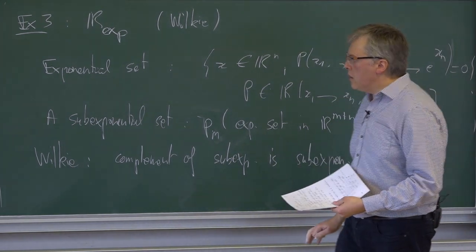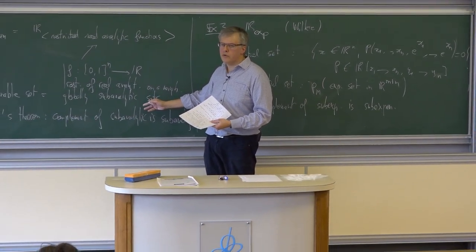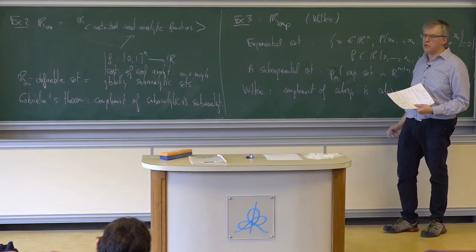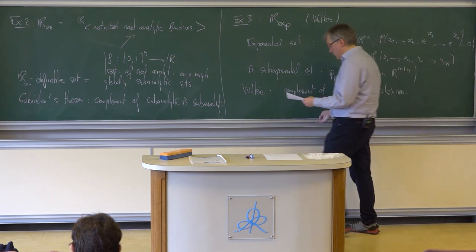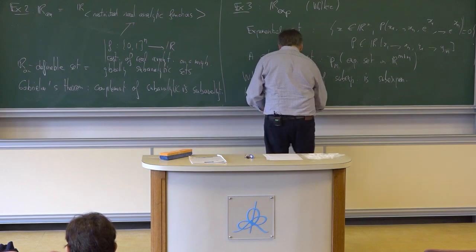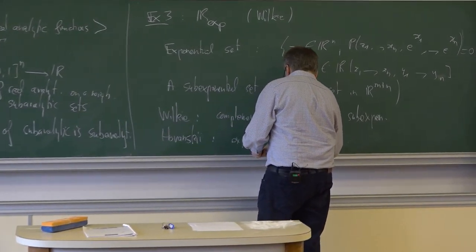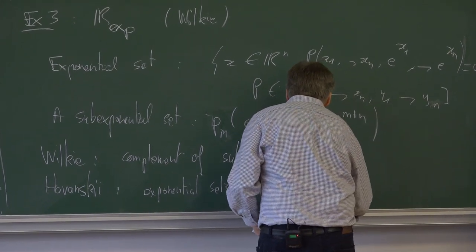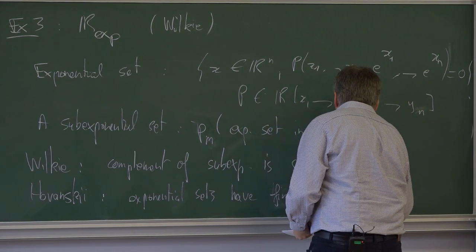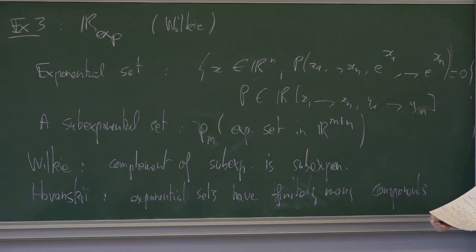Okay, and in the analytic case, it's kind of clear that the globally subanalytic sets have only finitely many connected components, and so this makes a proof. Here, it is absolutely non-trivial that the sub-exponential sets have finitely many connected components, but this is a classical result of Khovanskii. So exponential sets, and so also sub-exponential sets, have finitely many components. Right? You look at this kind of equation, this is far from trivial.